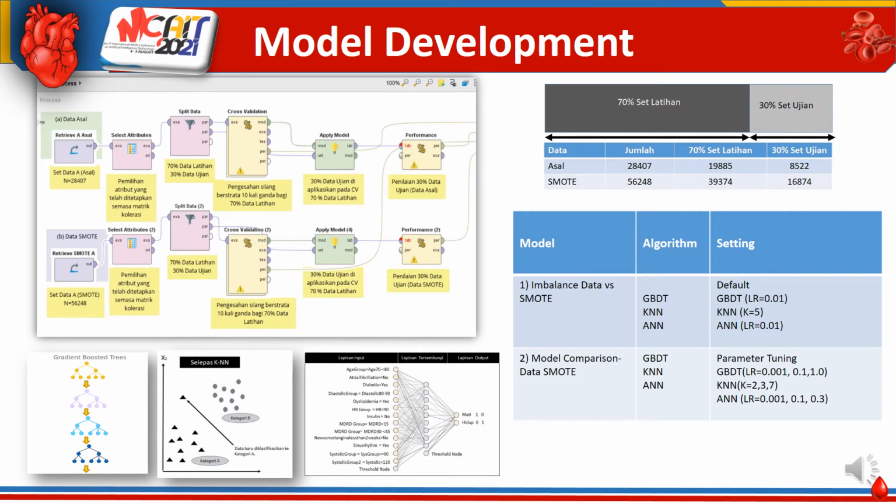Algorithm. Gradient boosted, a powerful decision-making example. KNN, the concept of the nearest neighborhood, and ANN, which simulates the way the human brain processes information. For modeling, imbalanced data versus SMOTE were experimented at default setting only. For model comparison, data with SMOTE have additional parameter tuning.